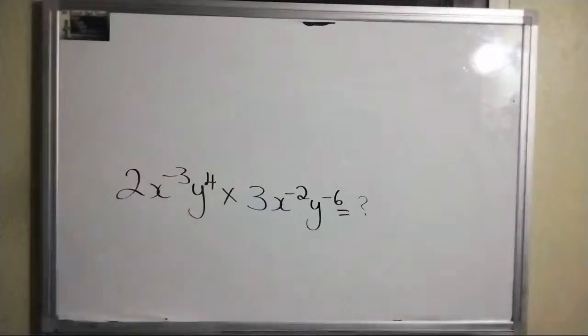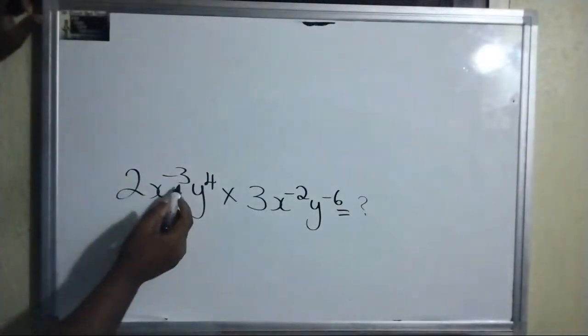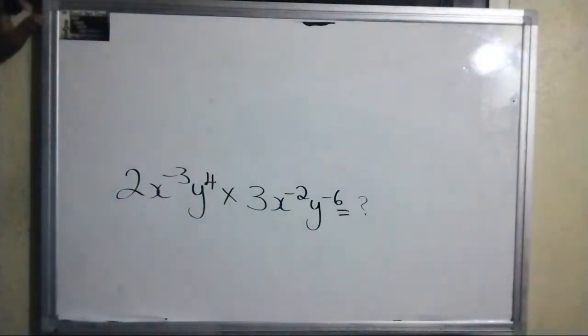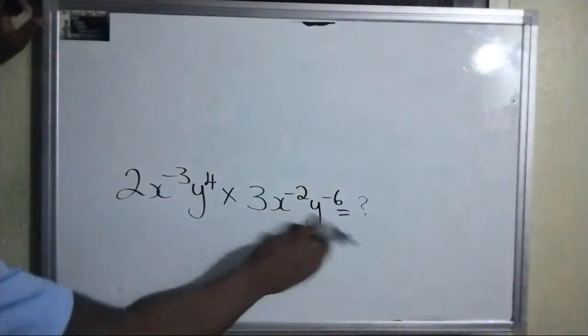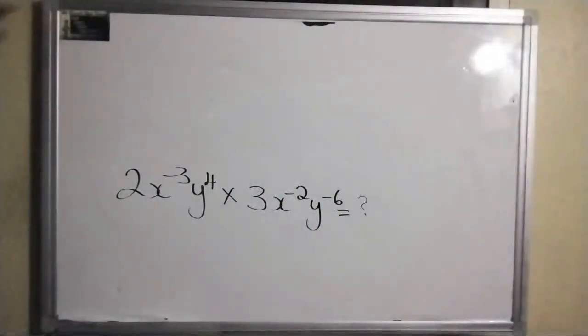So, let's just look at this first one. It says 2x to the minus 3, y to the 4th, times 3x to the minus 2, y to the 6th. All right, so I've been doing some of these with grade 10.